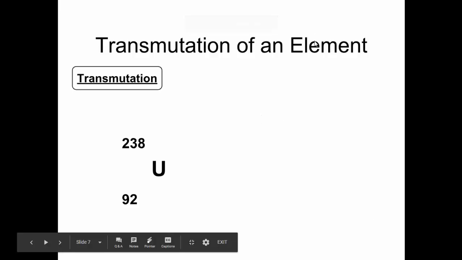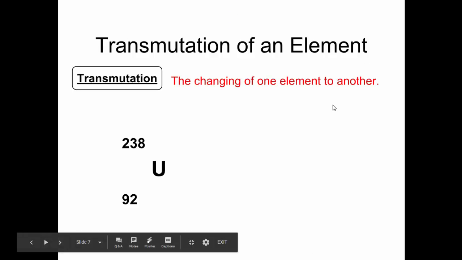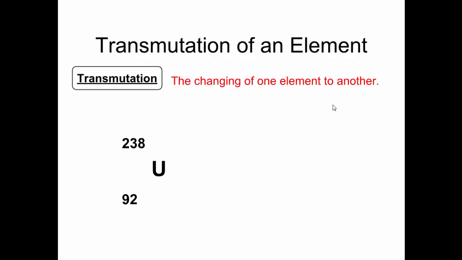Alright, so the process, and you guys told me this earlier when we were talking about the breakdown and the decay of a nucleus. You said that a new element can be formed. That process is called transmutation. It's the changing of one element to another. So you will need a periodic table for some of what we're going to do.